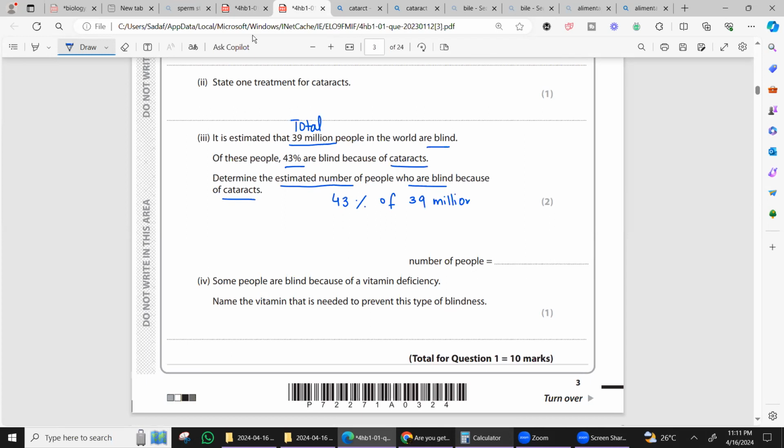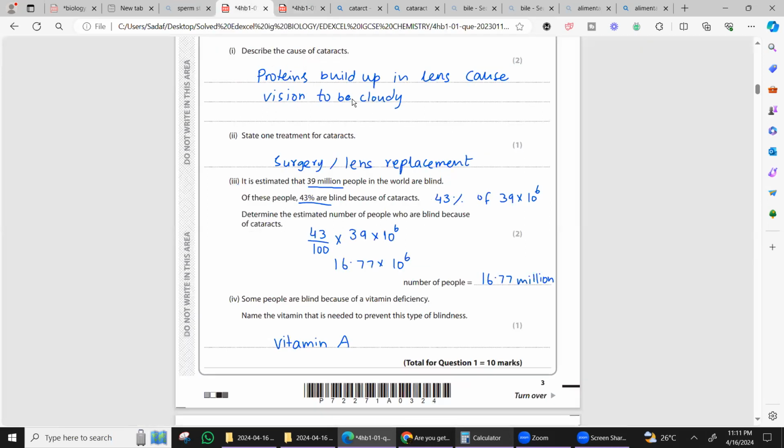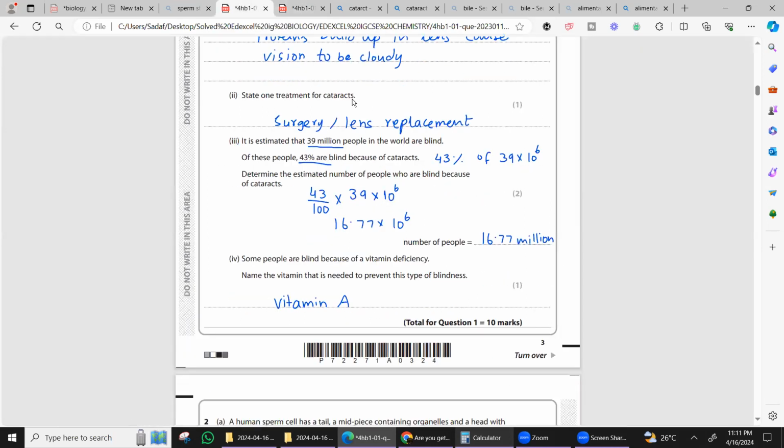How to find out? I will show you the calculation. 43 divided by 100 because it is 43% of 39 times 10 raised to the power 6, because it is showing you 1 million. So when you do this working, you will get 16.77. So 16.77 times 10 raised to the power 6 means 16.77 million.